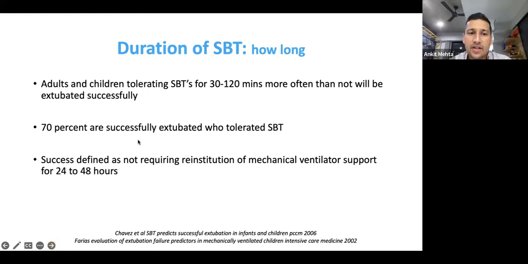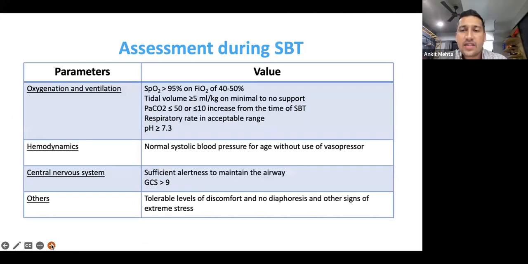So normally a patient is successfully extubated if they have tolerated an SBT, around 70%. And if you provide them with non-invasive respiratory support after the extubation, sometimes this number goes up significantly. So what is your assessment during an SBT?